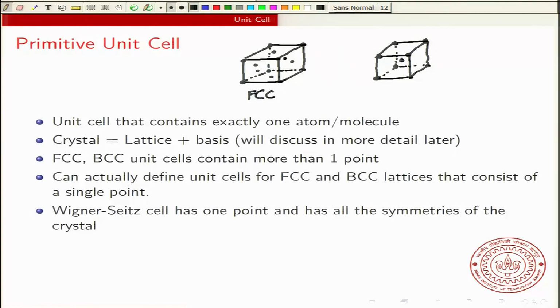Now the BCC, as you are aware, contains 2 points, and I am deliberately leaving it at points. I am just calling these points as opposed to atoms or molecules, and this distinction will become clear as we go along. And the FCC contains 4 points.